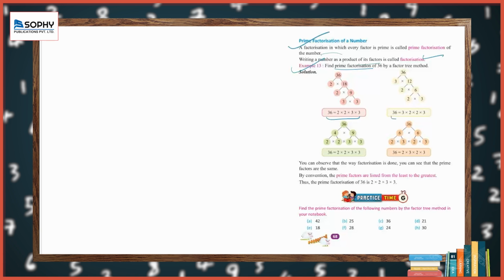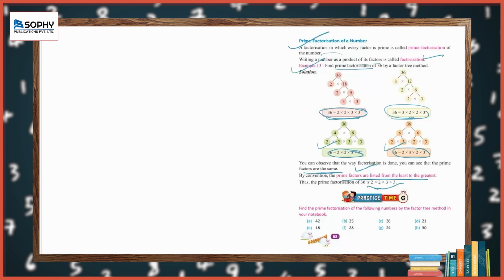So 36 is 3 times 2 times 2 times 3. Similarly, we can write 36 as this. So you observe that however the factorization is done, the prime factors in every case are the same, students. So the prime factors are listed from the least to the greatest here.